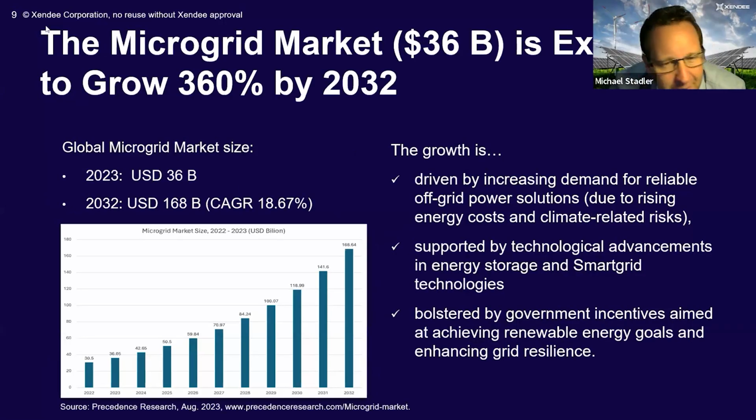Just a couple of weeks ago, I was interviewed by a magazine which does mostly work for utilities, and they actually were thinking that microgrids are a niche market, but the reality is that we're in an exponential growth for microgrids. And just this diagram shows it. We will have probably a 170 billion market by 2032.